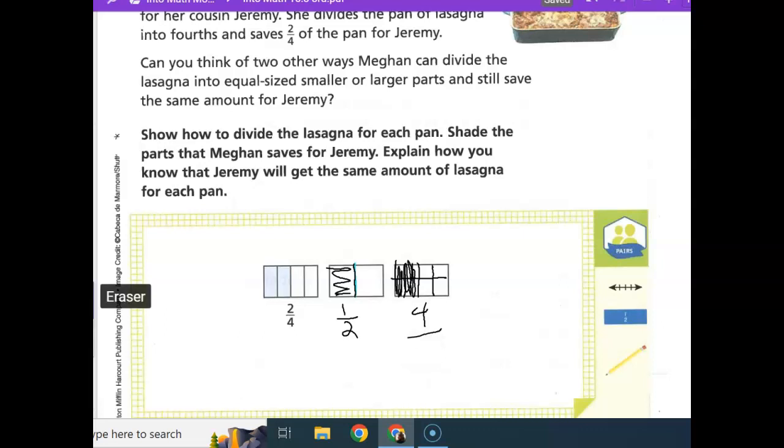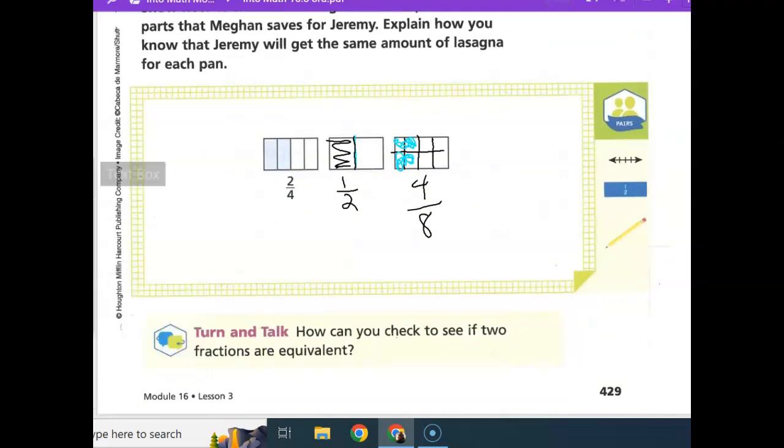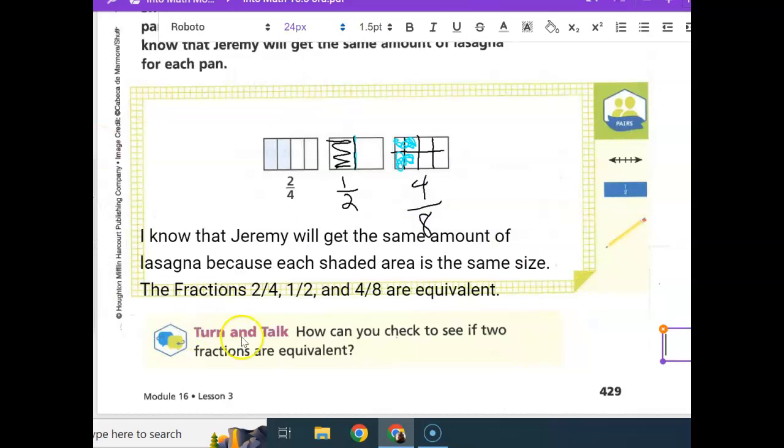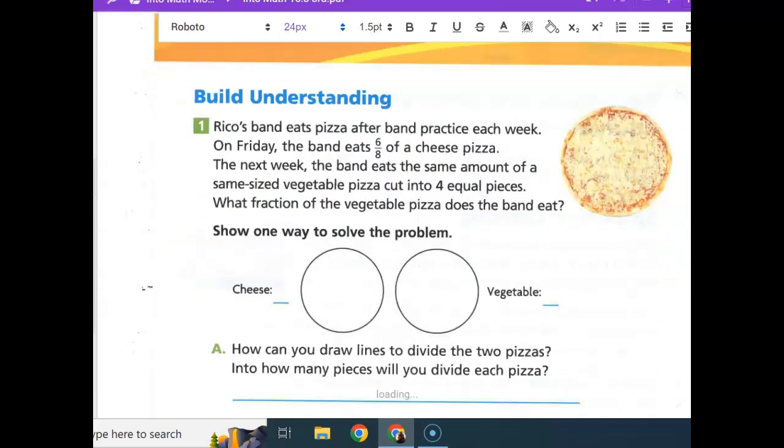Maybe I'll take away my dark shading and make it a lighter color so you can see the sizes. Okay, so 2/4, 1/2, and 4/8 are all equivalent to that half of the lasagna. So I know that Jeremy will get the same amount of lasagna because each shaded area of the same size is the same size. Fractions 2/4, 1/2, and 4/8 are all equivalent.